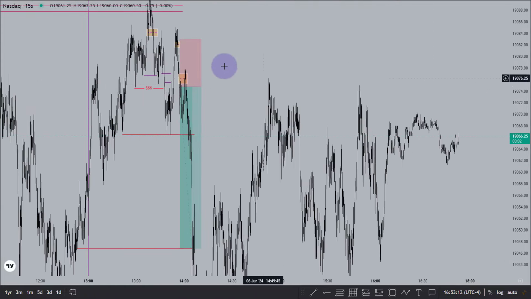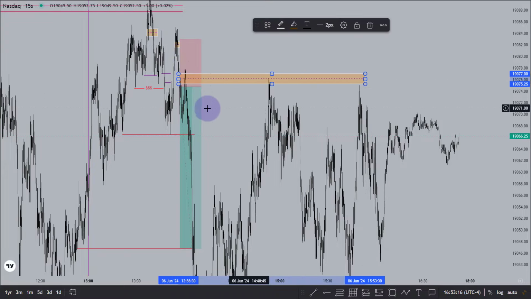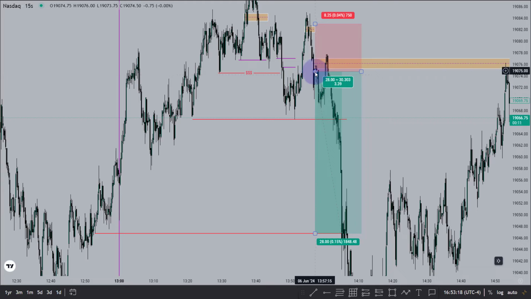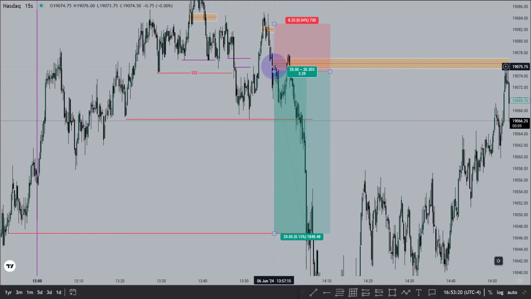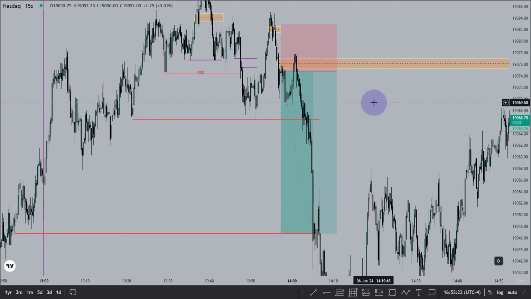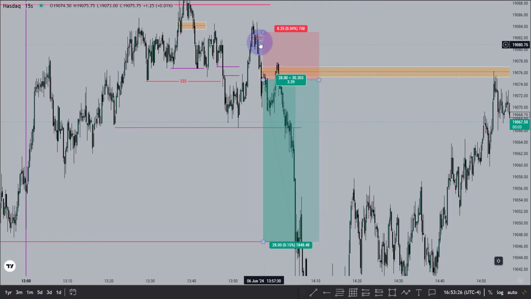Let me check. Actually, no, it didn't reach until that area. Instead of that, it reached here until that entry fair value gap from the 30-second chart. It reached to that entry fair value gap until here. Okay, so yeah, it didn't reach until that area because the market just traded that entry fair value gap from the 30-second chart, 15-second chart, then the market fell.